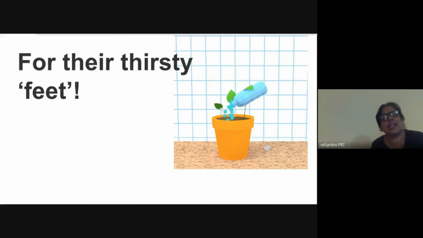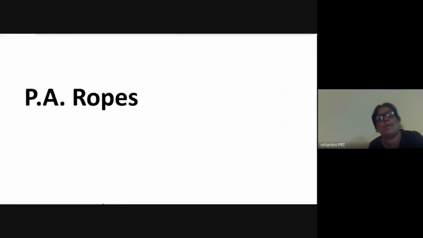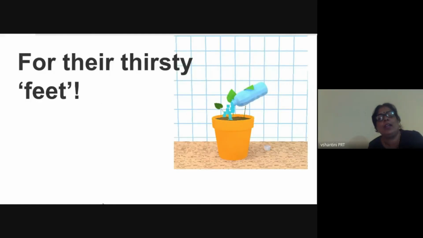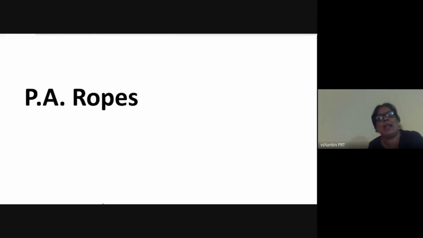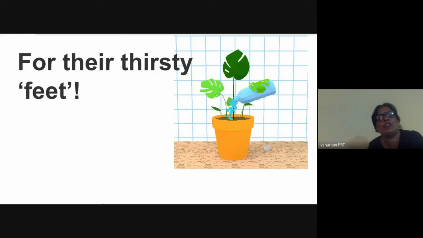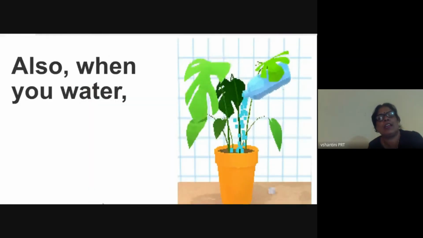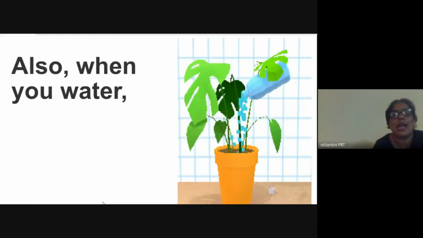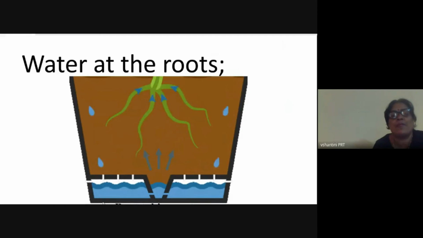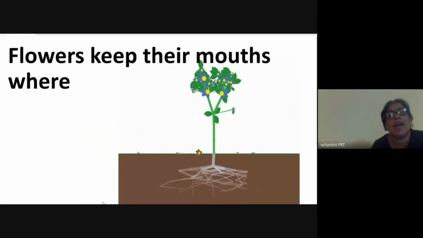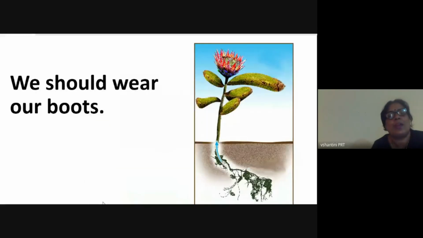So every day, based on the type of plant, we have to water the plants. Okay. This is written by P.A. Ropes. The poet of the poem is P.A. Ropes. Here, my dear children, remember, when you water, you water at the roots. When we water, we have to water at the roots. Flowers keep their mouths where we should wear our boots.